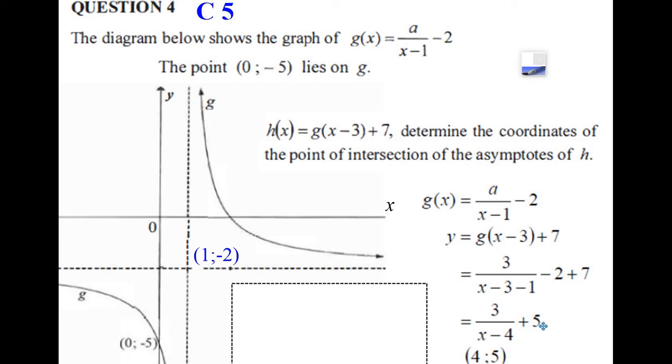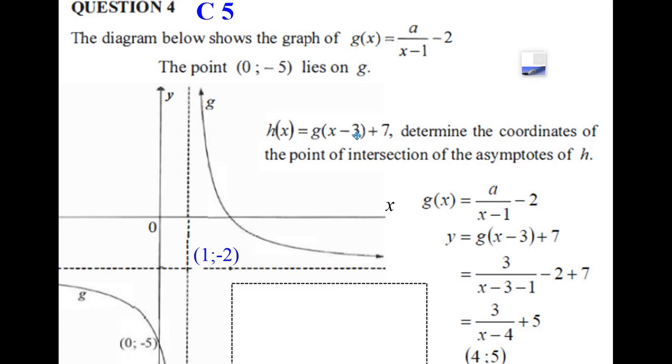Well, now we're looking at the two asymptotes. X is equal to positive 4 and y is equal to positive 5. So 4 and 5 is the place where they intersect. There's another way of doing it. You can just look here.